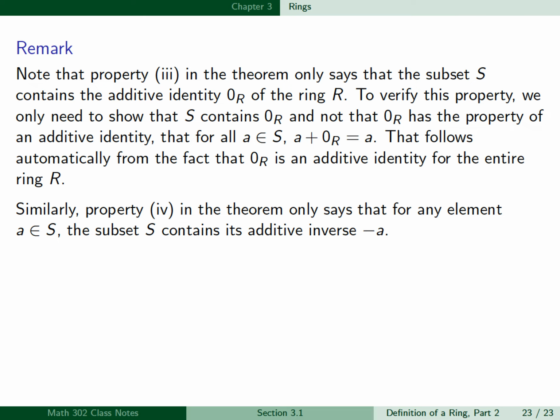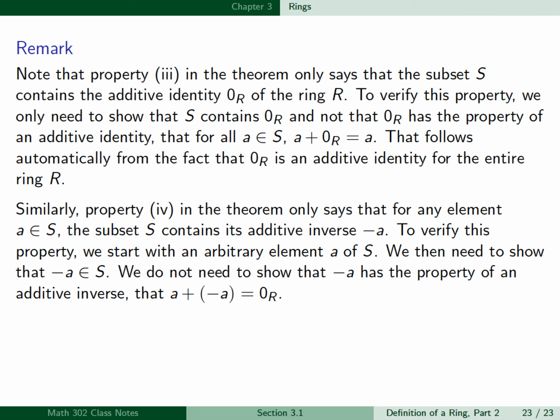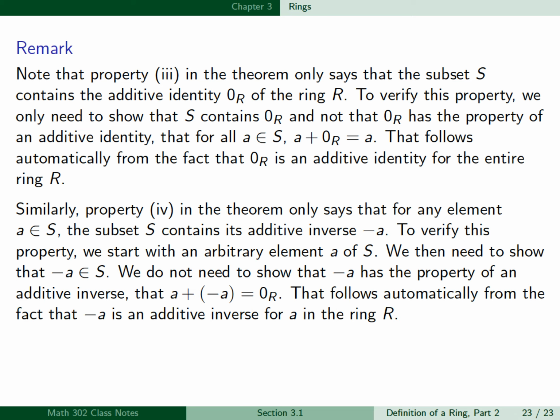Similarly, property 4 in the theorem only says that for any element A in S, the subset S contains its additive inverse. To verify this property, we start with an arbitrary element A in S. We then need to show that minus A belongs to S. We do not need to show that minus A has the property of an additive inverse, that A plus minus A is equal to 0 sub R. That follows automatically from the fact that minus A is an additive inverse for A in the ring R. So again, property 4 is a weaker condition than axiom R5, and so it makes it easier to verify.